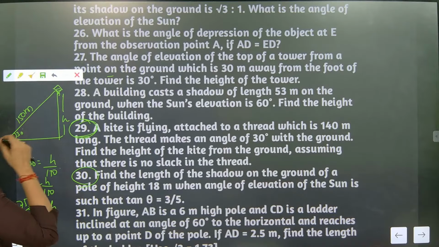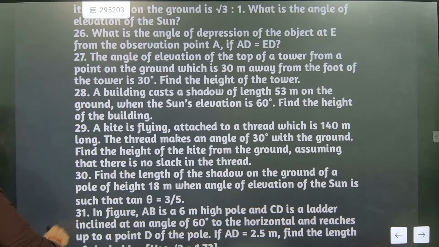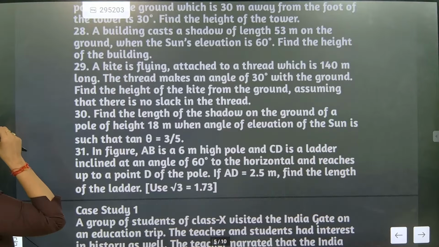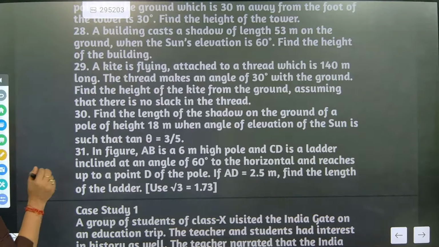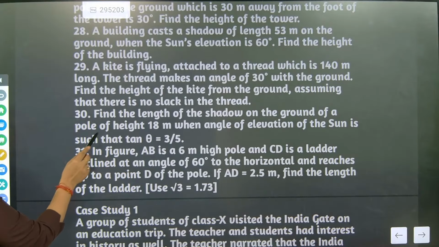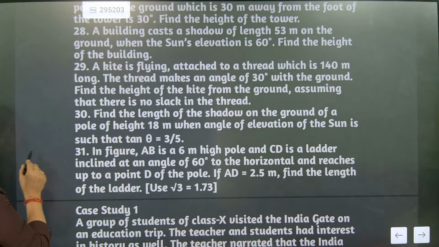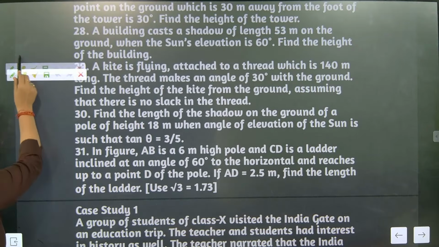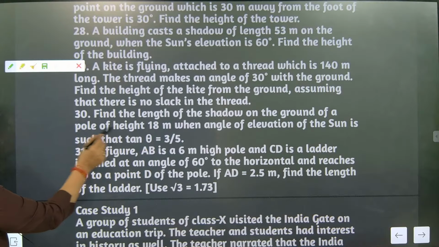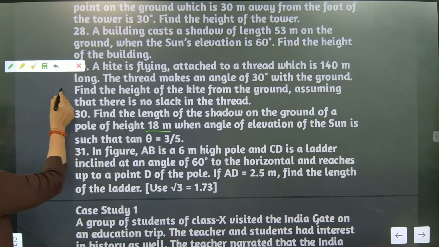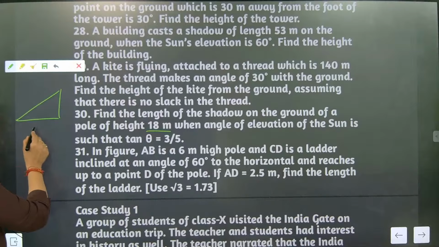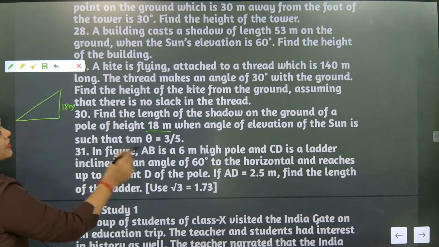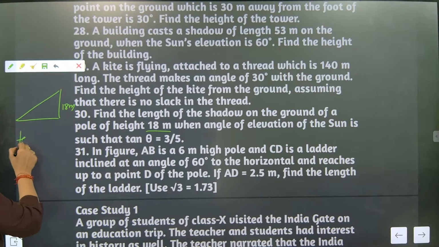We will go for question number 30. Find the length of the shadow on the ground of a pole of height 18 meter, when the angle of elevation of the sun is theta, where tan theta is equal to 3 by 5. So here, beta, the shadow is taken as x.